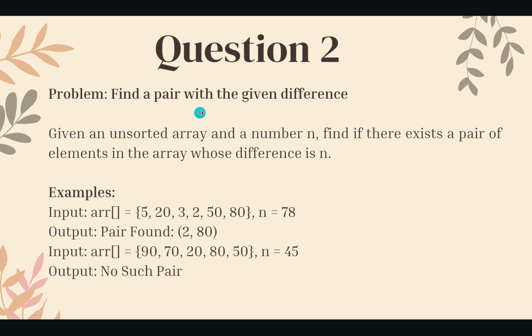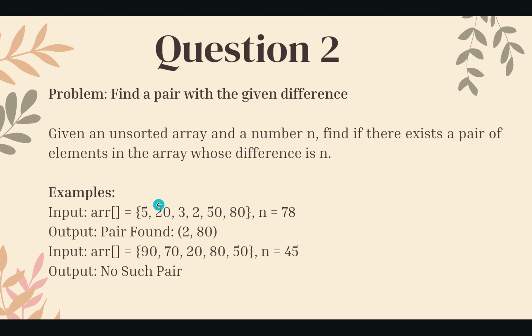Second question, find a pair with the given difference. That is question number 2. You are given an unsorted array and a number n. Find if there exists a pair of elements in the array whose difference is n. Okay, you are given an array and a target 78. This is the input, and what you should find is any two elements in the array so that their difference gives rise to 78. Okay, I hope you understand.